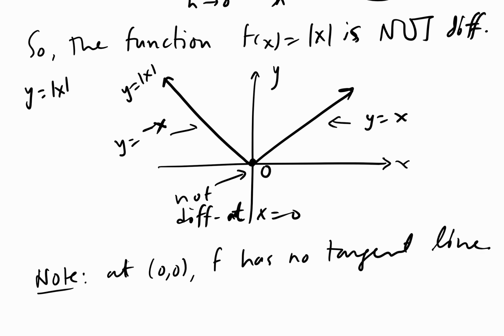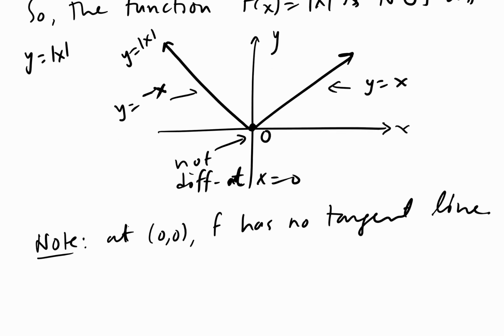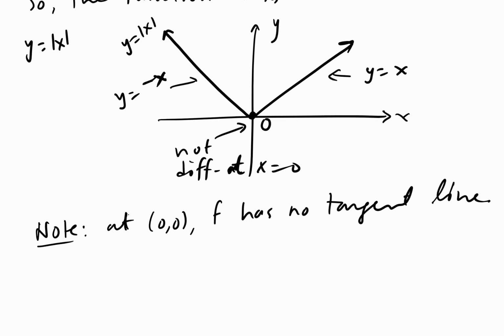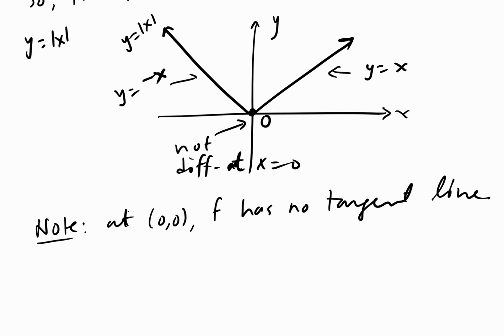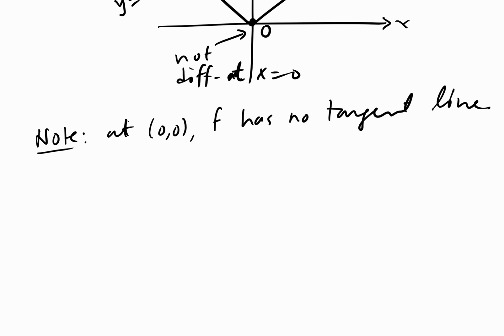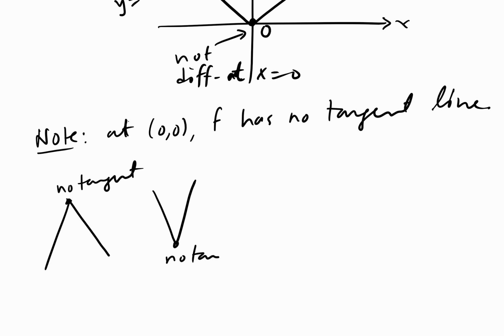No tangent line. So it's not differentiable at that point. So in general, this motivates us to tell you the specific cases where the function is not differentiable. One of them is when we have what we call corner points. At these points you can draw no tangents, right? No tangent. So it's not differentiable.